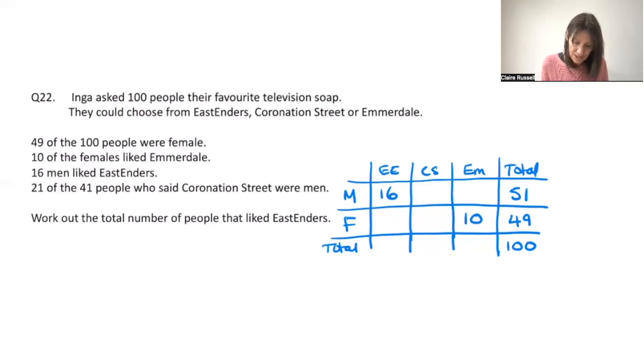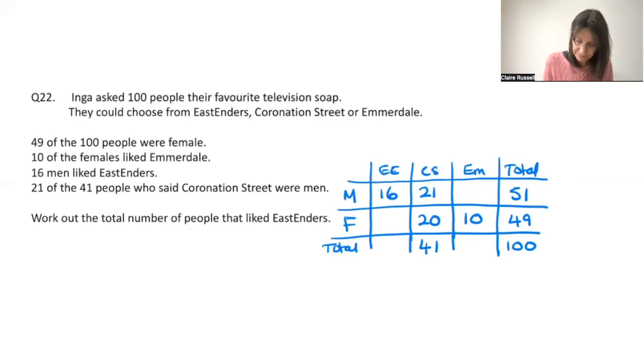21 of the 41 people who said Coronation Street were men. So that's 21 of a total of 41. And of course, I can see straight off there that that would be 20. So I might as well do that as I see it. I have taken all the information. So now it is just a case of working everything out.